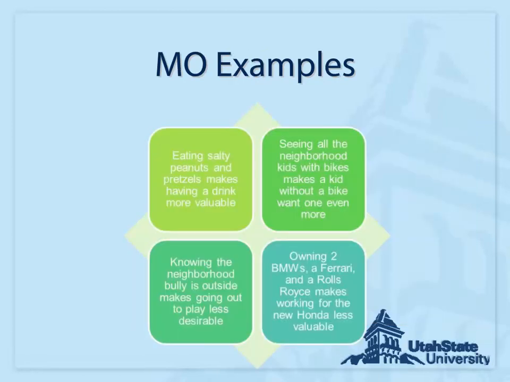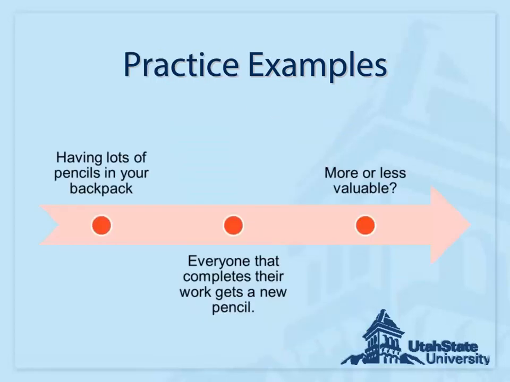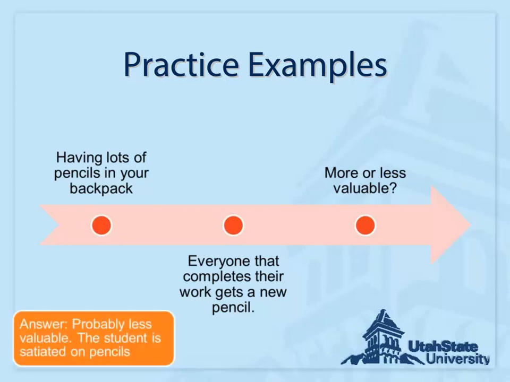Here are a few more examples of how an MO can potentially change an individual's behavior. Take a moment to read through these examples. Now let's practice. A student has many pencils in their backpack. Would this make the reward of getting a new pencil more or less valuable? That's right, it would probably be less valuable as a consequence because the student is likely satiated on pencils.